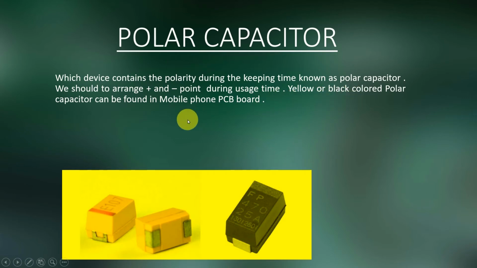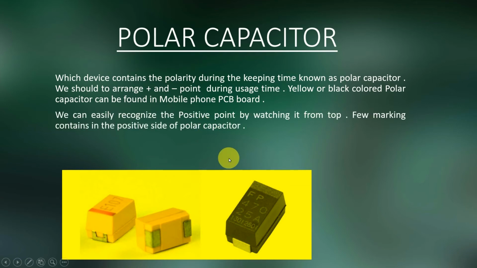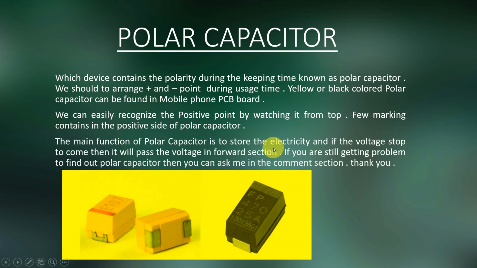We should arrange the plus and minus points during usage time. Yellow or black colored polar capacitors can be found in the mobile phone PCB board. Now we can see this is the yellow color polar capacitor, and this is the black color polar capacitor. We can easily recognize the positive point by watching it from the top view. The marking contains the positive side of the polar capacitor. Now we can see there is a marking, right? In this side there is a red marking, and in this side there is a different kind of marking available. You have to remember this type of marking is known as the positive side.